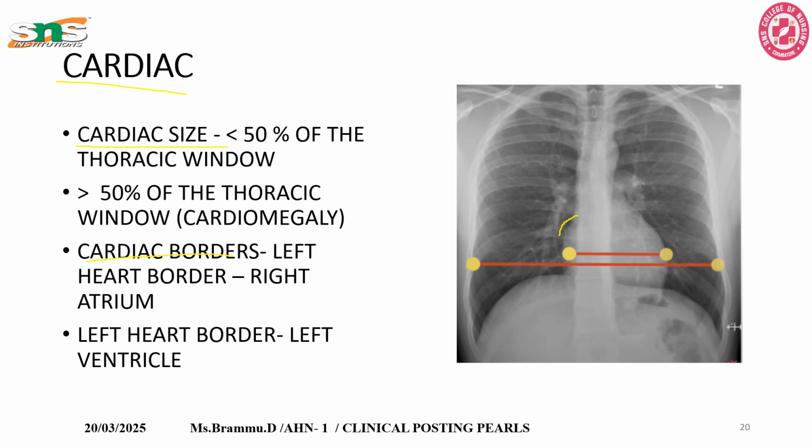So in the borders you'll be seeing the left and the right. In the right border, mostly you can see 50% of the right atrium visualized, and on the left you can see the left ventricle taking a major portion of the left heart border.